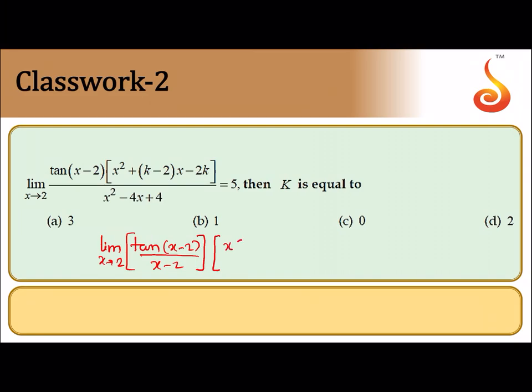Next example, same rearrangement. Limit as x tends to 2, tan of x minus 2 by x minus 2 will be in one bracket. Next one, x common: x square minus 2x, x common, you get x minus 2, kx minus 2x. So here k is common, x minus 2 divided by x minus 2. Same thing is written there. So this will give you 1, and x minus 2 will cancel.